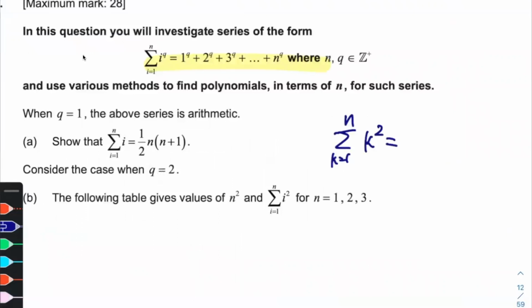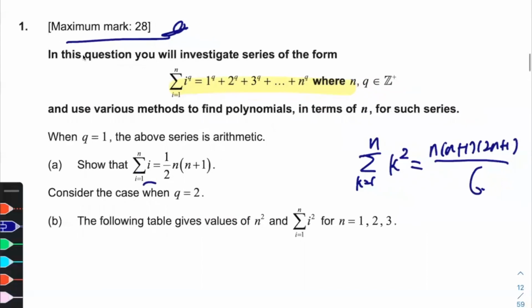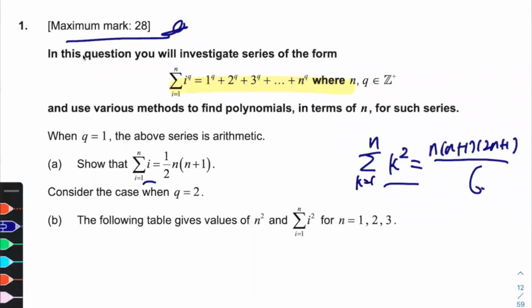It turns out to be n(n+1)(2n+1) over 6. We often memorize it, but in this question, they try to derive it. And what we often do is derive it for the sum of integers, the sum of integer squares, or the sum of integer cubes. That's what you often do, and that's where the exam question finishes.